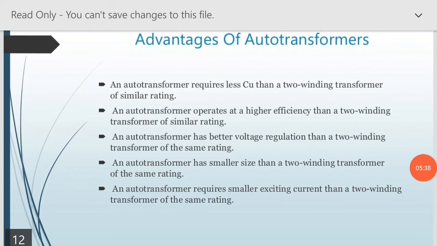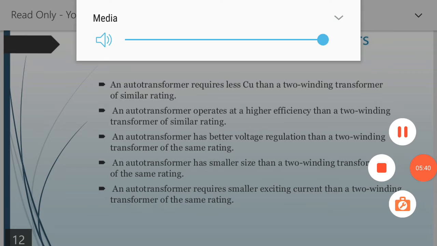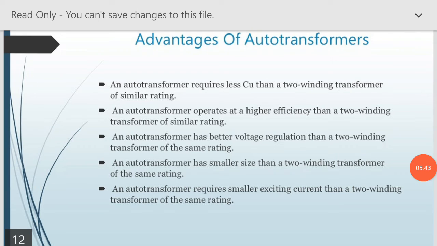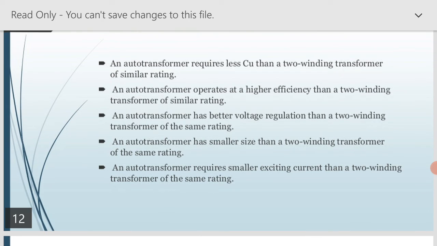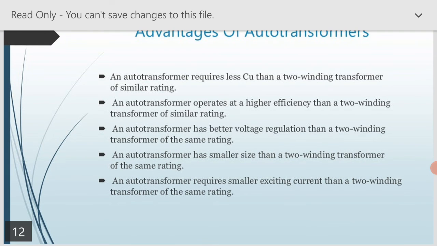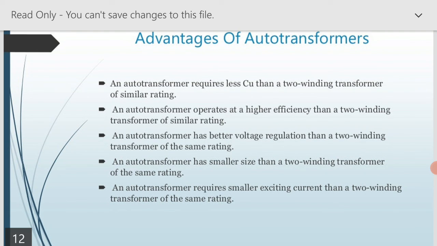The advantages of autotransformer are: an autotransformer requires less copper than a two-winding transformer of similar rating. An autotransformer operates at a higher efficiency than a two-winding transformer of similar rating. An autotransformer has better voltage regulation than a two-winding transformer of the same rating. An autotransformer has a smaller size than a two-winding transformer of the same rating. The last advantage is that it requires a smaller exciting current than a two-winding transformer of the same rating.